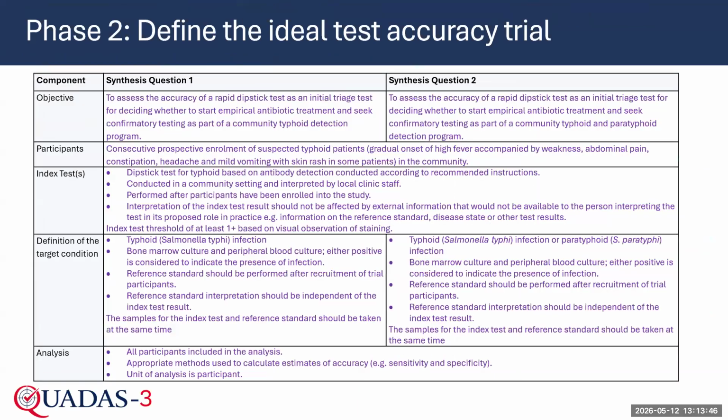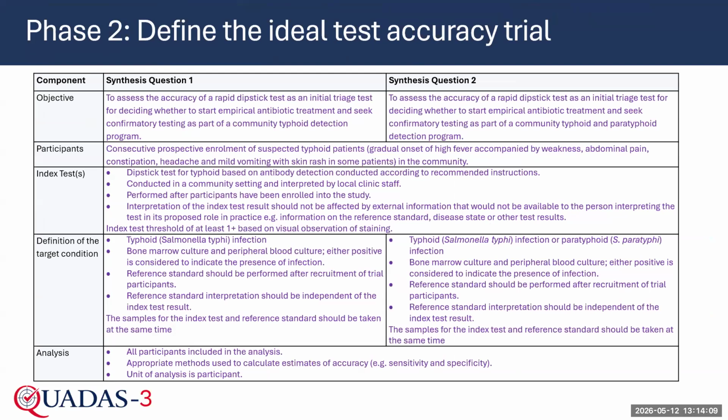So here I've got the ideal test accuracy trial for each of those 2 synthesis questions that we've defined as part of phase 1. I'm not going to go through this in detail, and I realise the font's probably a little bit small to read. We have got these worked examples up on the QUADAS website if you want to have a little more detailed look at them. But you can see here we're defining the different components, so the objectives.